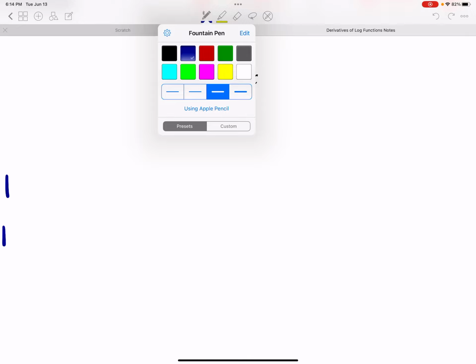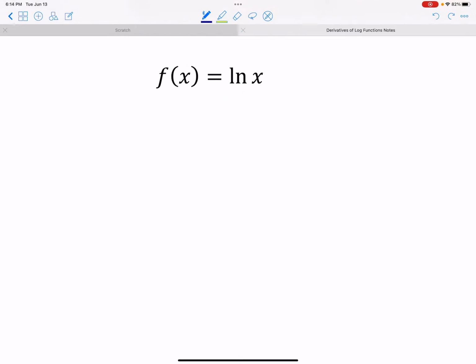but I want to look at the natural log function as well. So I want to start this the same way. I'm going to rewrite this. If f of x is equal to the natural log of x, that means that e to the f of x power is going to equal that argument x.